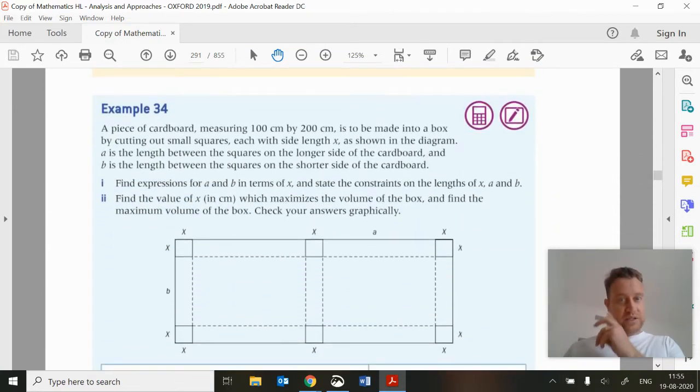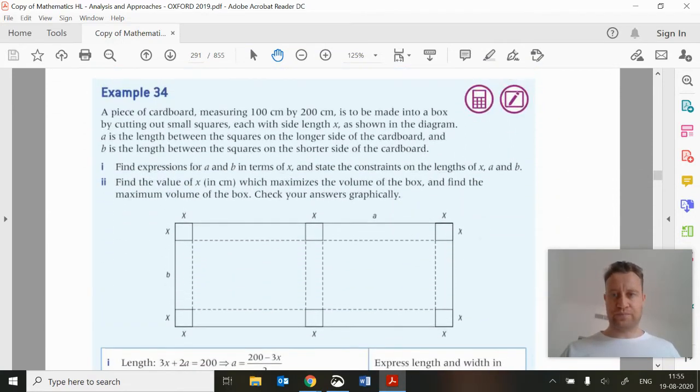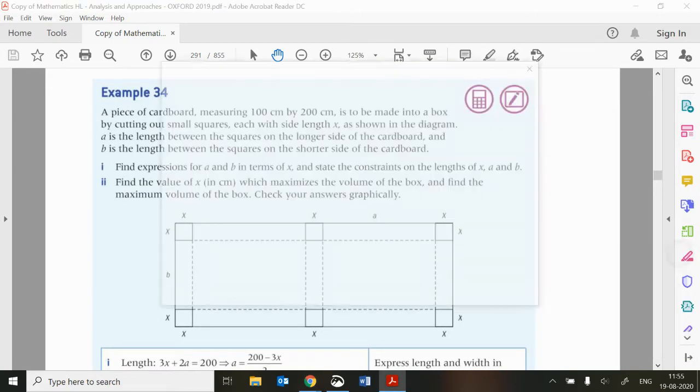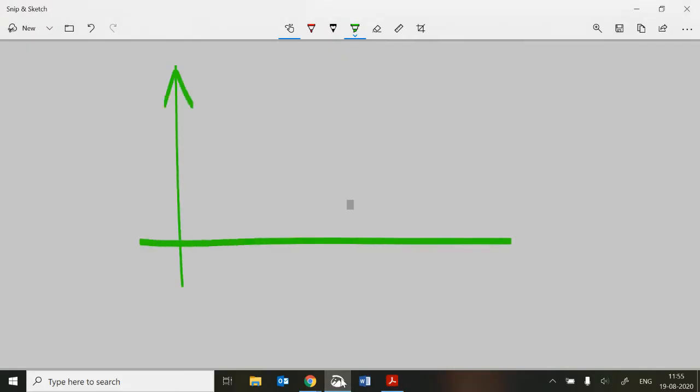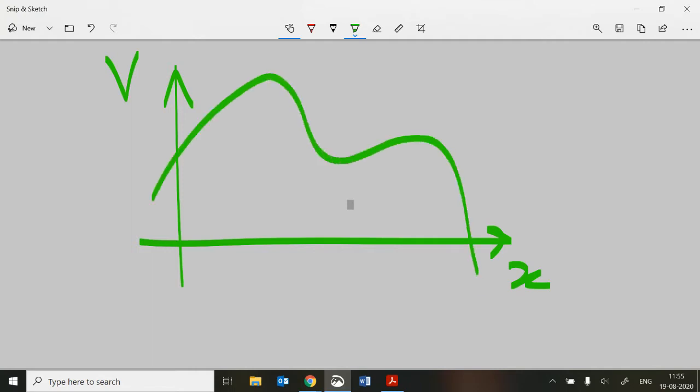So this is now example 34. And what I wanted to say beforehand, just before we do this, when we're talking about optimization, is maybe we're optimizing V and we're letting X vary. And maybe the function comes out like this. And you say, well, I want to make V the largest possible. So there you go. You need the associated X value for this.